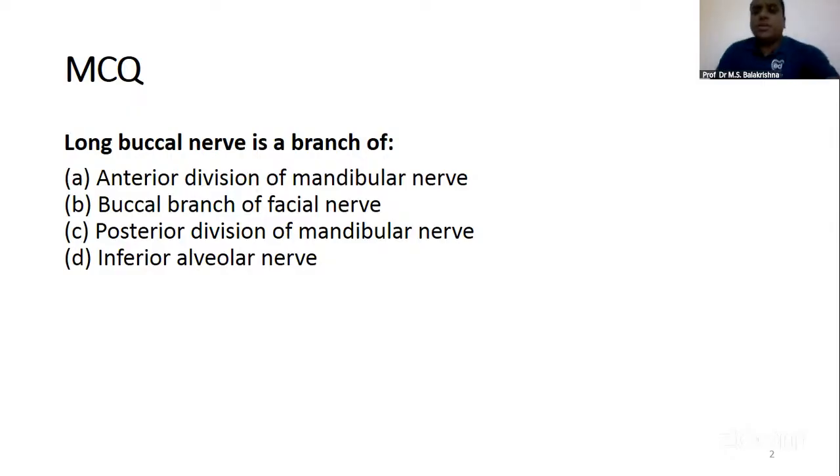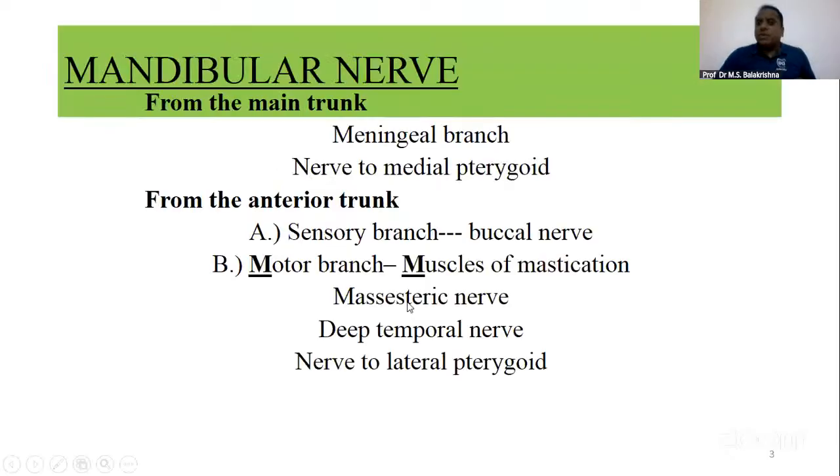Now coming to the first one: long buccal nerve is a branch of. This is a branch of the mandibular nerve. Option 1 and option 3 are both branches of the mandibular nerve, so you should know the mandibular nerve branches. From the main trunk, you have two branches: the nerve to medial pterygoid and the meningeal branch. Both start with M. From the anterior trunk, you have the sensory branch, the buccal nerve. So the buccal nerve is a sensory branch of the anterior trunk.